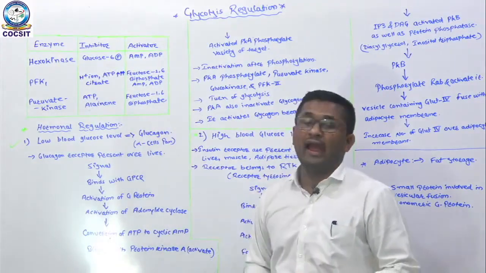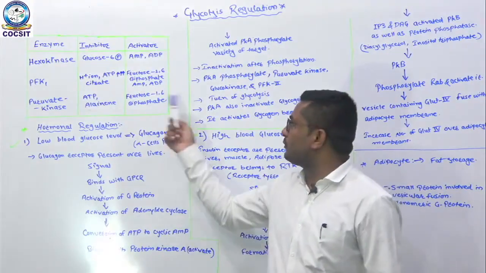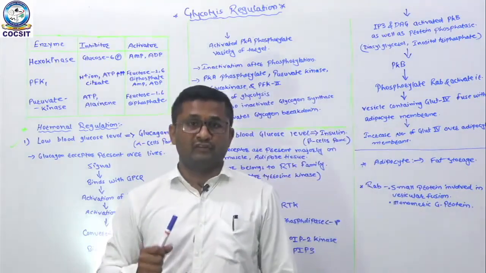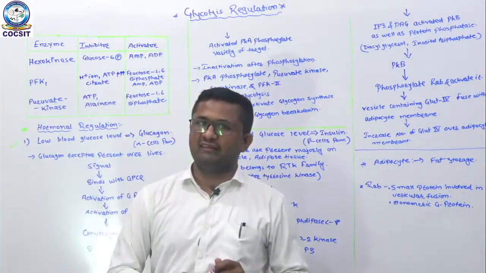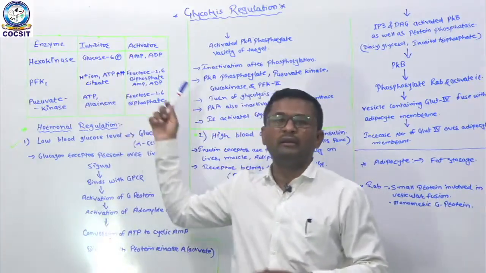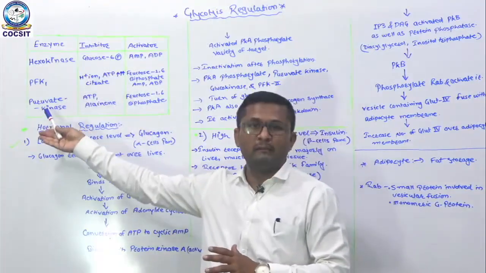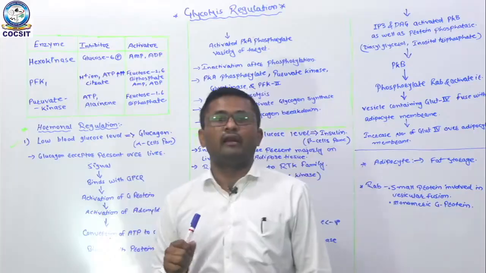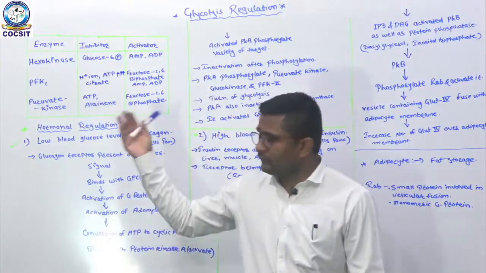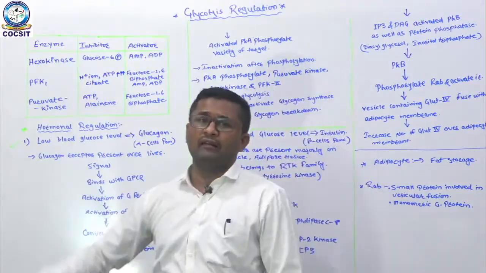Then what are the activators? The activator is fructose 1,6 bisphosphate, which activates the pyruvate kinase enzyme. So these are the general inhibitors and activators of the three major enzymes that we have studied in glycolysis. This is the type of allosteric regulation.